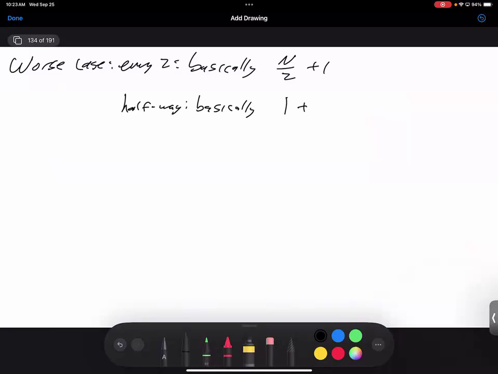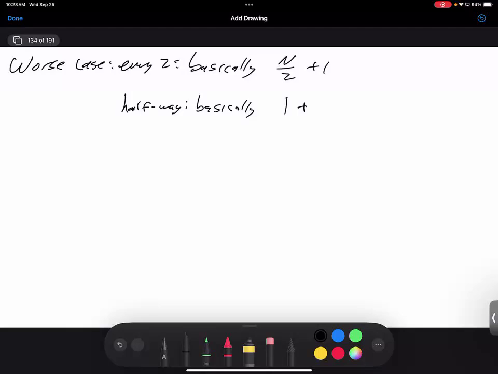Isn't the worst case for the halfway also if it's the top one? No, because if it's the top one, we drop it first, and we eliminate half of the floors. Say we eliminate 50 floors. Then we drop it at 75, and we eliminate half again. So it'll be log of n base 2 number of drops.